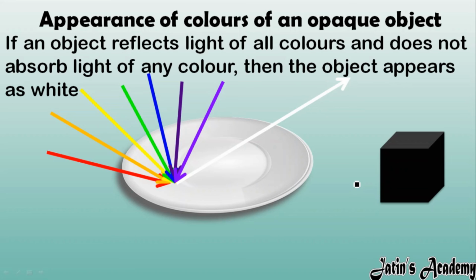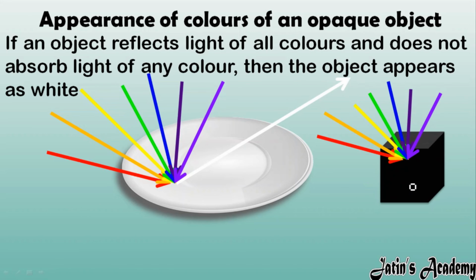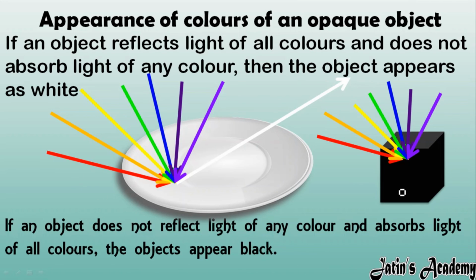A similar example we have for black color. When all colors from the white light fall on black, black has the property to absorb all the light radiations into it. And whenever all the light radiations are absorbed by an object, we are able to see that object as black. So for black color, if an object does not reflect back any light and is absorbing all the light from the white light, then that object appears black in color.